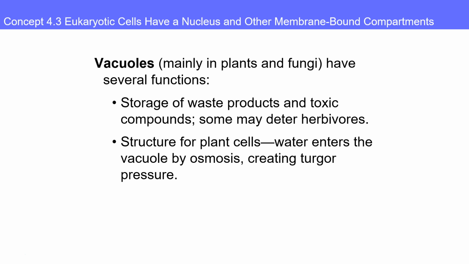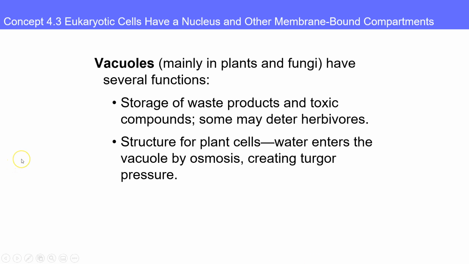Now, let's say what you do with all this material as you collect it. So you have breaking down materials. You have lots of breaking things down. You have ATP being made in the mitochondria. And you have carbohydrates being made in photosynthesis all over the place. What are you going to do? You need to store them somewhere. So vacuoles come in here.